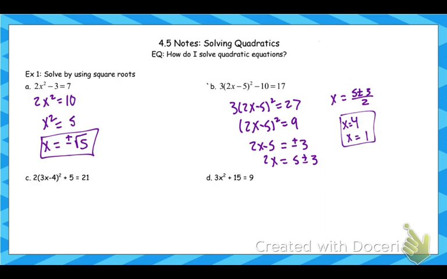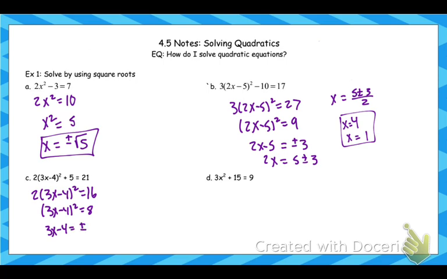All right, so if you feel comfortable, pause the video, try these next couple on your own. All right, so looking at this next one, again, our goal here is going to be to get this term by itself, and then we'll square root. So I'm going to subtract 5, divide by 2, square root.